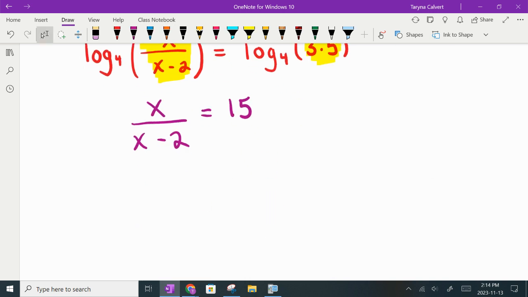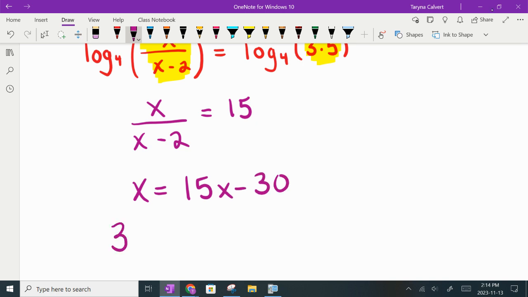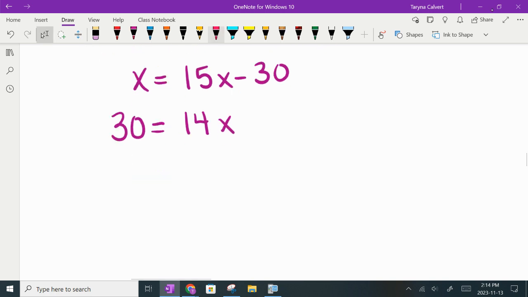So then now we're back to 20-1, solving rational equations. So can I just multiply the x minus 2 over? Yes. So we have x equals 15x minus 30. So bring my 30 over, bring my x over, the minus 30 becomes positive, take my x over to the 15, we get 14x equals 30. So x equals 15 over 7.